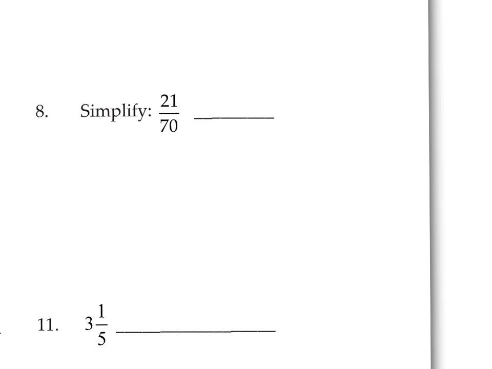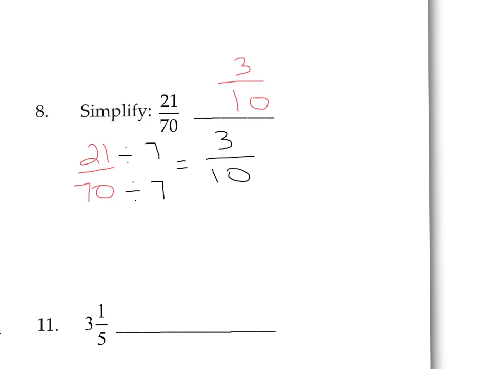We're going to reduce 21 over 70. The largest number that I can think of that divides evenly into both of those is 7. 21 divided by 7 is 3. 70 divided by 7 is 10. So 21 over 70 is equal to 3/10.